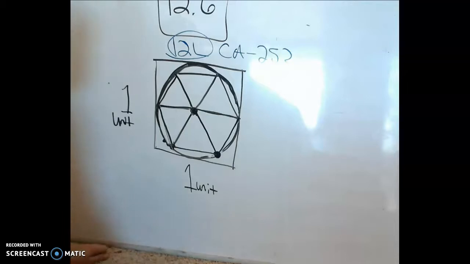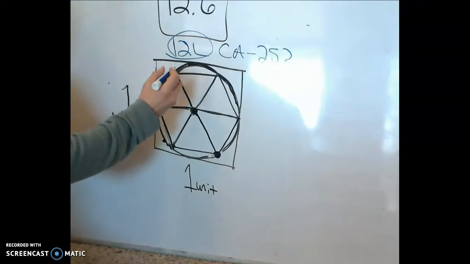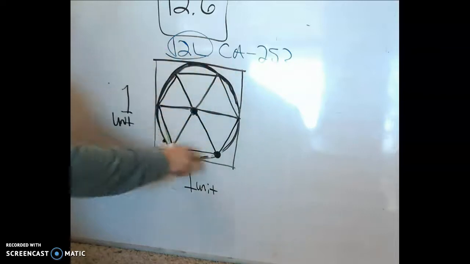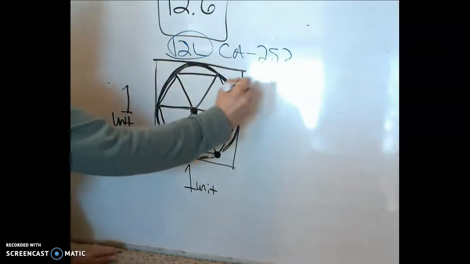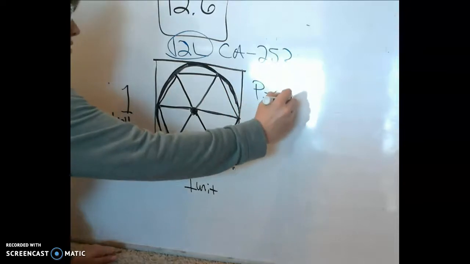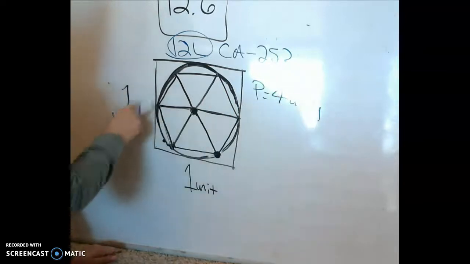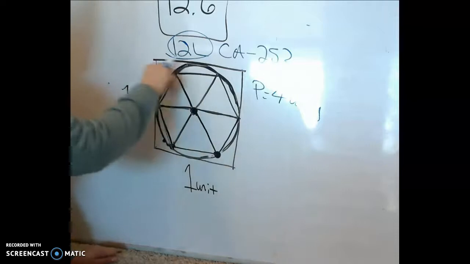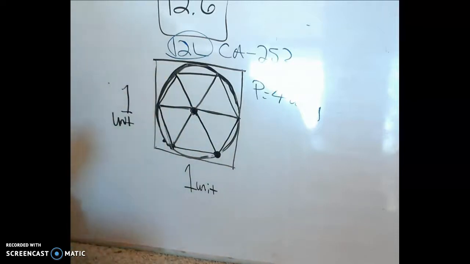All right. Hopefully you gave that a try. So let's look at the perimeter of the square here. The square is 1 on every single side. So the perimeter of the square is 4 units. There's 1, 2, 3, and 4. So obviously the circumference of the circle has to be less than 4.